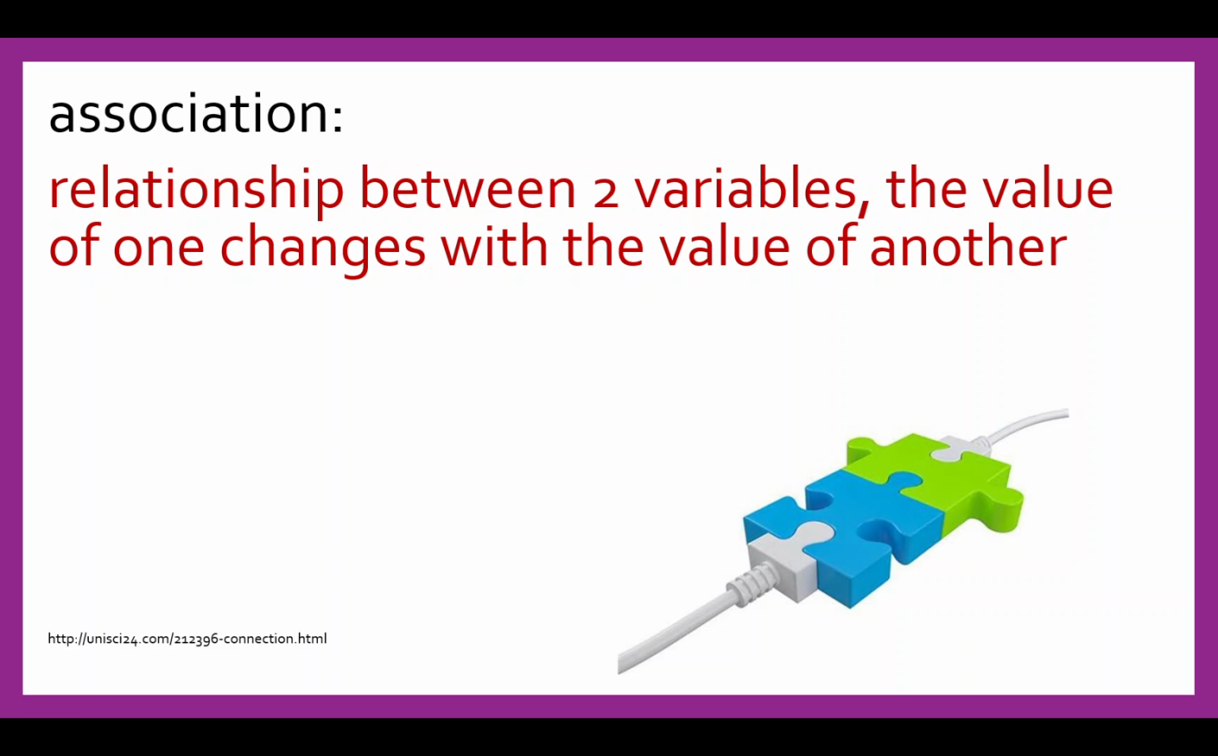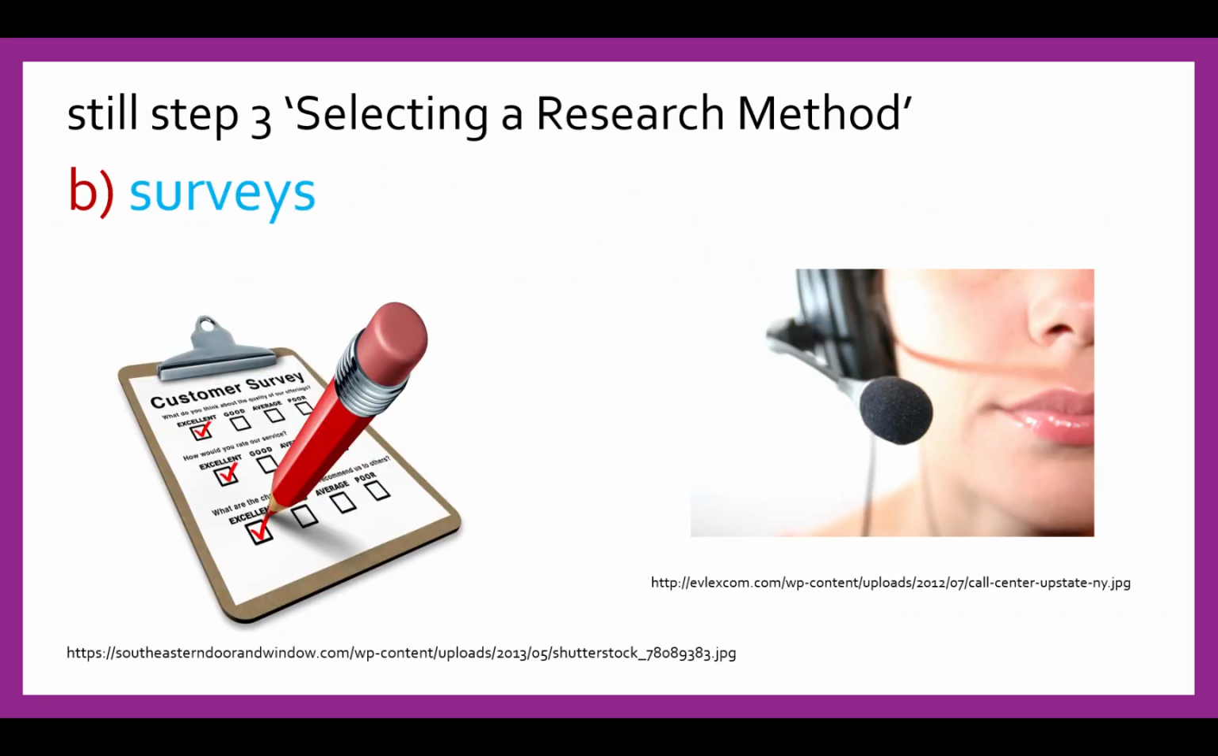Now, another research method that you might choose are surveys. So we're still selecting a research method, step 3. I'm pretty sure everybody knows what a survey is, and everybody's participated in a survey of one kind or another. These are widely used in all areas of the social sciences, not just sociology.